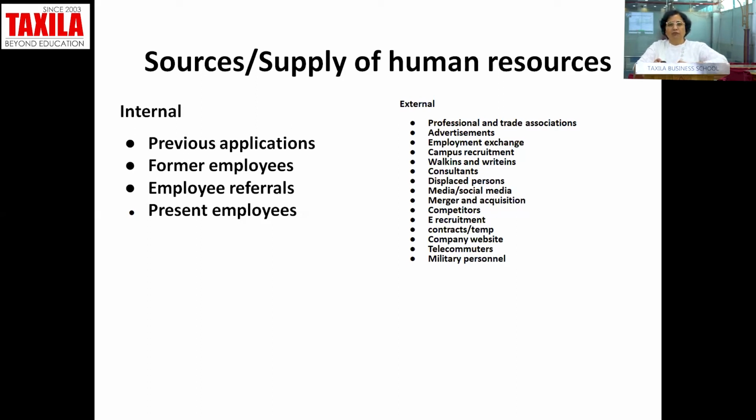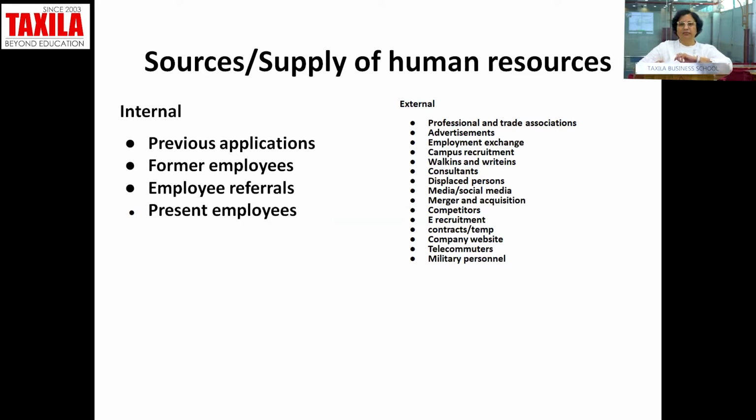They can also become a source of supply of your applications. Then you may have a previous set of applications lying in your storeroom, or lying in your database. You can use that internal source also for inviting the applications, right? And when it comes to external, you can go to professional and trade associations. For example, if you need a jewelry designer for your jewelry manufacturing company, then you can go to the jewelry trade association of that particular city where you are staying, right?